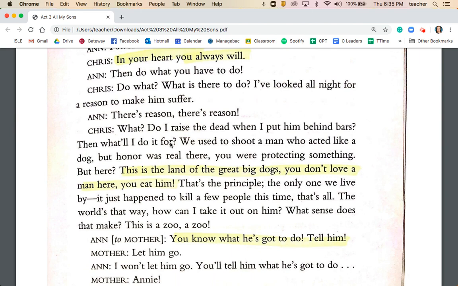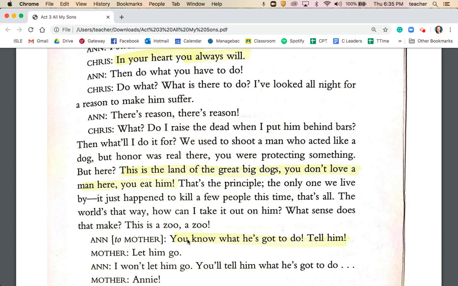And it's interesting, Chris's line here where he says, do I raise the dead when I put him behind bars? Then what'll I do for it? We shoot a man who acted like a dog, but honor was real there, and you're protecting something. But here, this is the land of the great big dogs, and don't love a man here, you eat him. So this idea of destroying somebody here is what he's talking about.